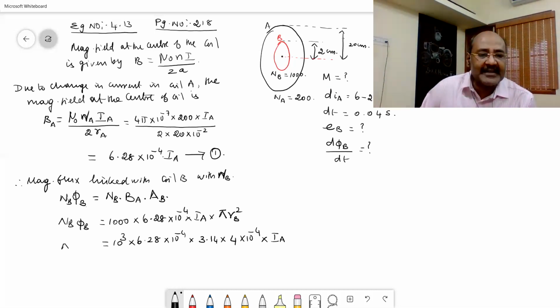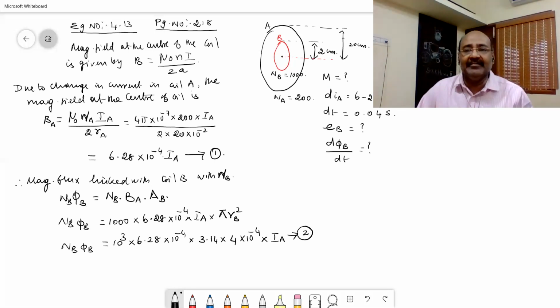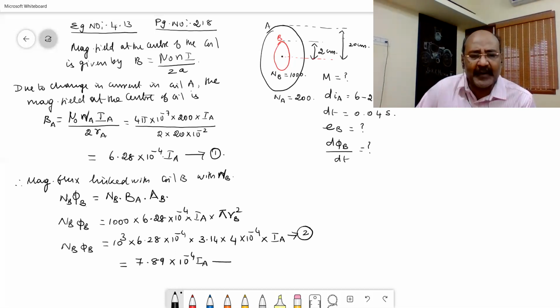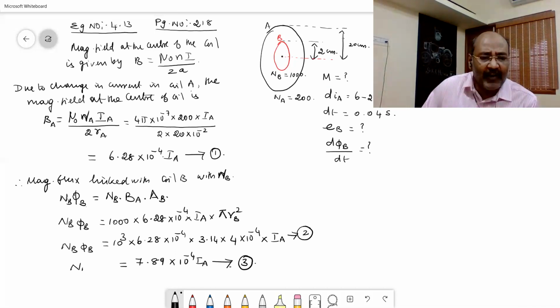This we are saying as NB into phi B. Total flux that is linked with the second coil. On simplifying this, I am able to get the answer as 7.89 into 10 to the power of minus 4 IA, current that is passing through this. I am taking this as equation number 3, which is equal to NB phi B.